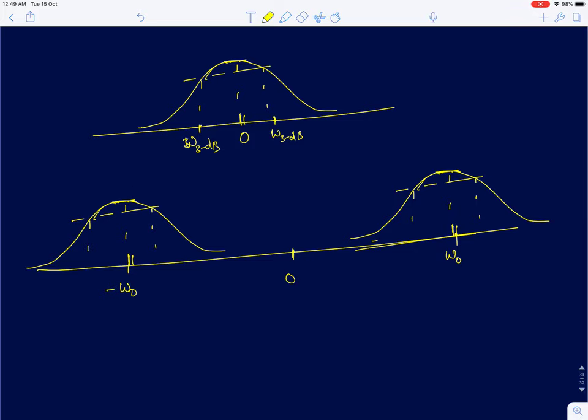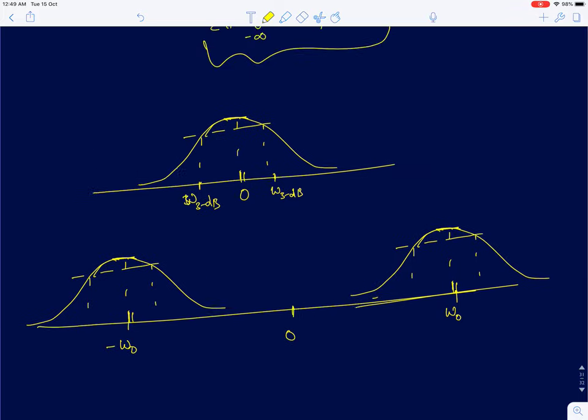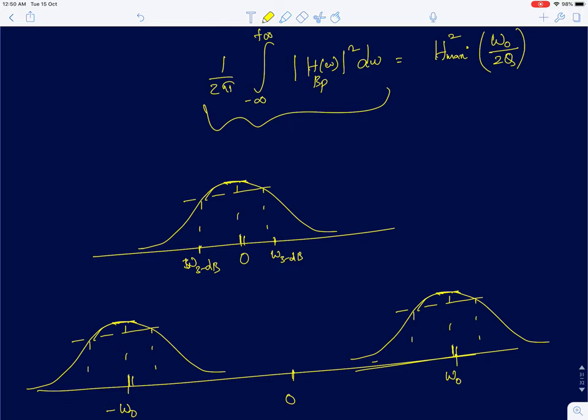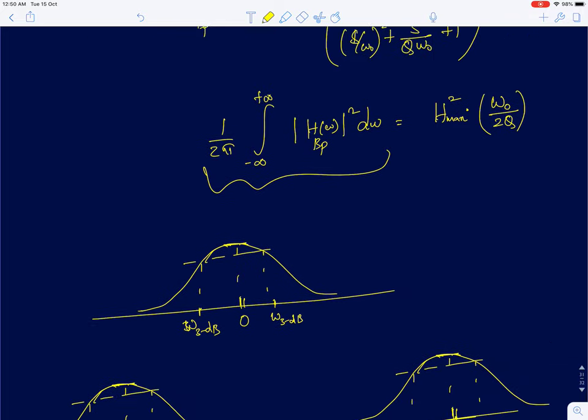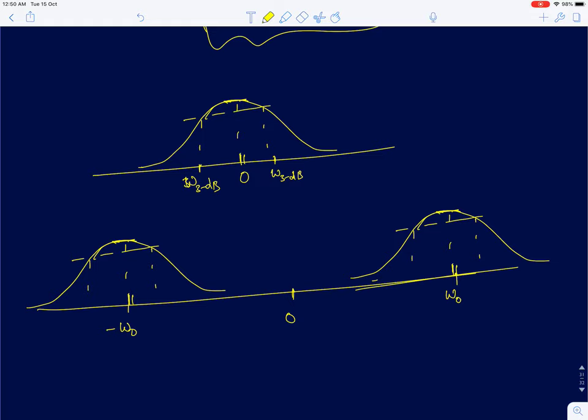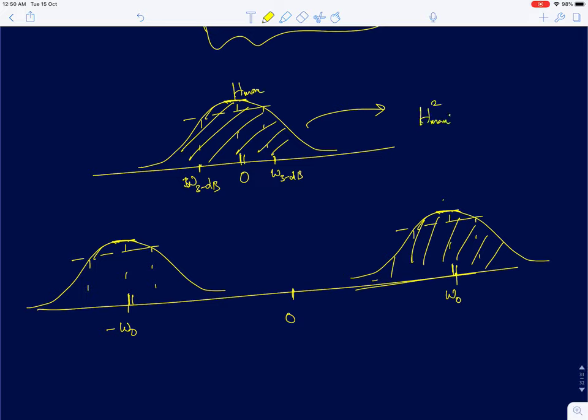Okay. So now what we are supposed to do is square this function. This is already the magnitude, you have to square and find the area under this integral and multiply it by 1 by 2 pi. That's what we are supposed to do. Now, we showed that for a low pass filter, when I square and integrate this, assuming h max is the peak value, it turns out to be h max square into omega 3 dB by 2.